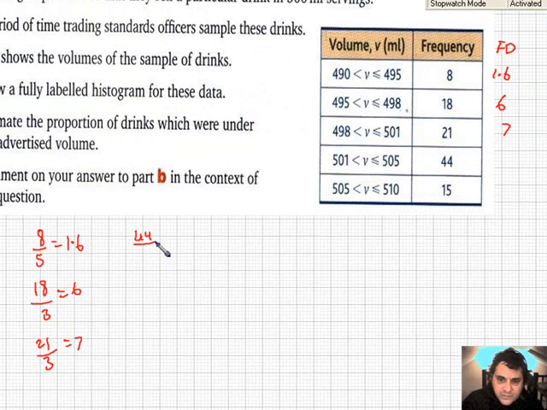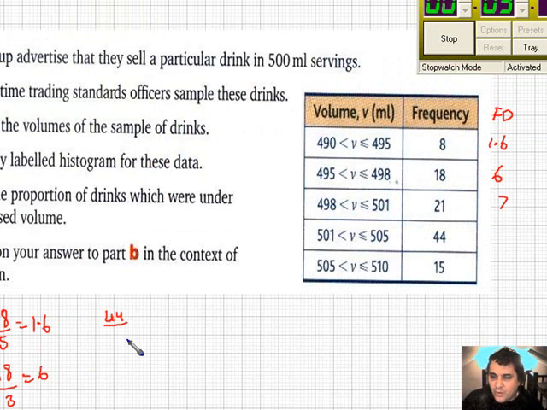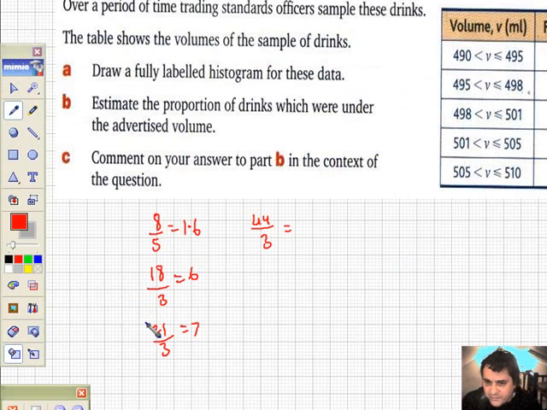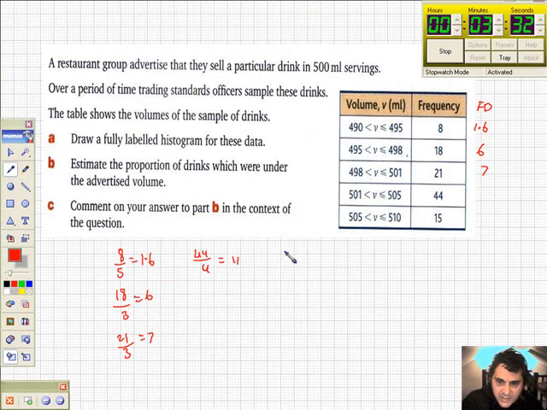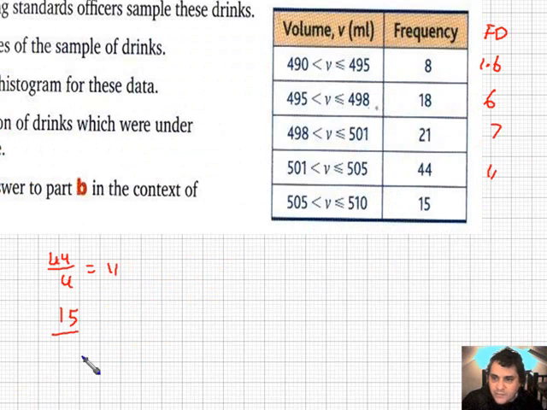Next one, I've got 44, bar width of 3, I believe. Yes, it is. No, it's not. 44 over a bar width of 4. Going too quickly. That's going to be 11. And I've got 15 over a bar width of 5, and that's going to be 3.